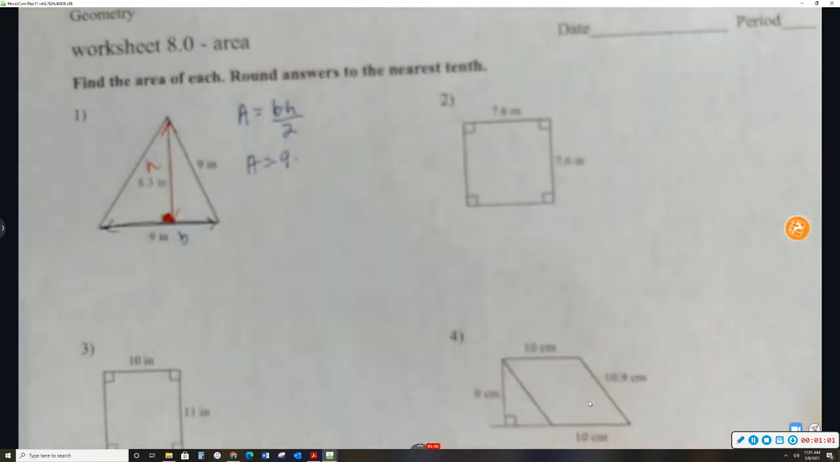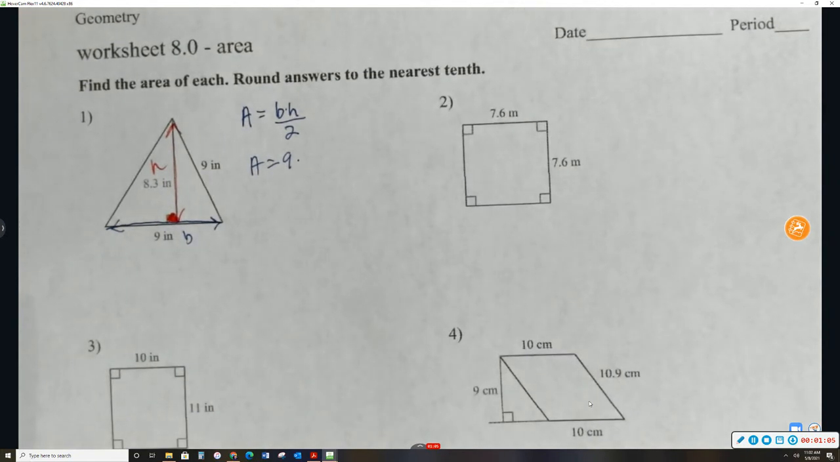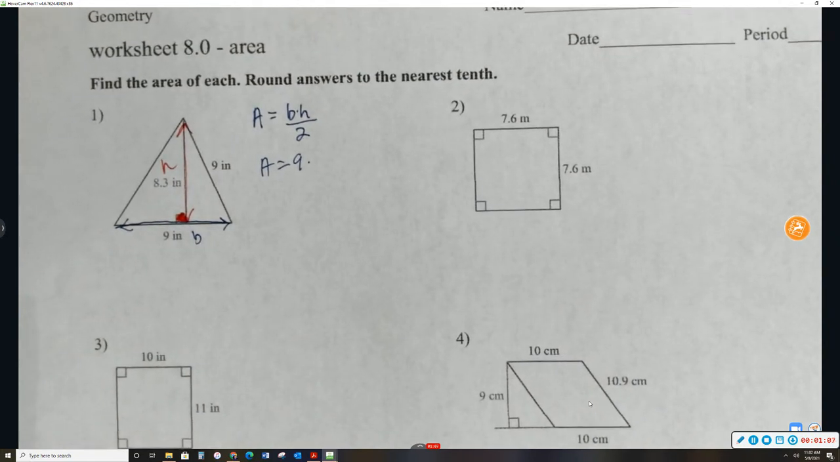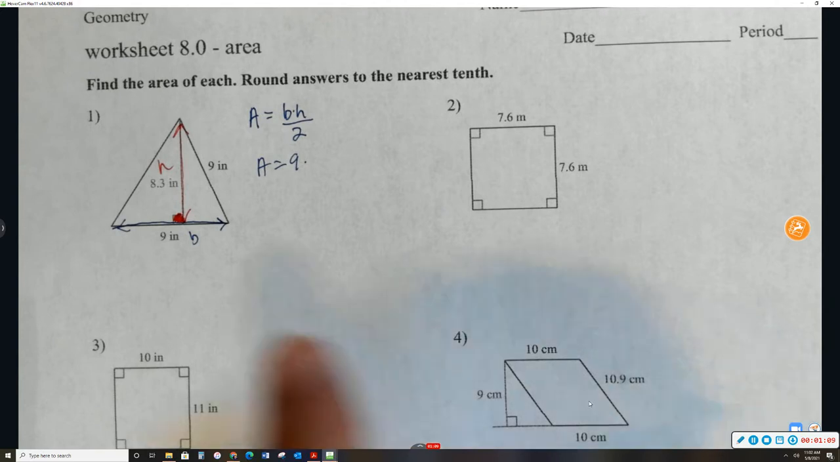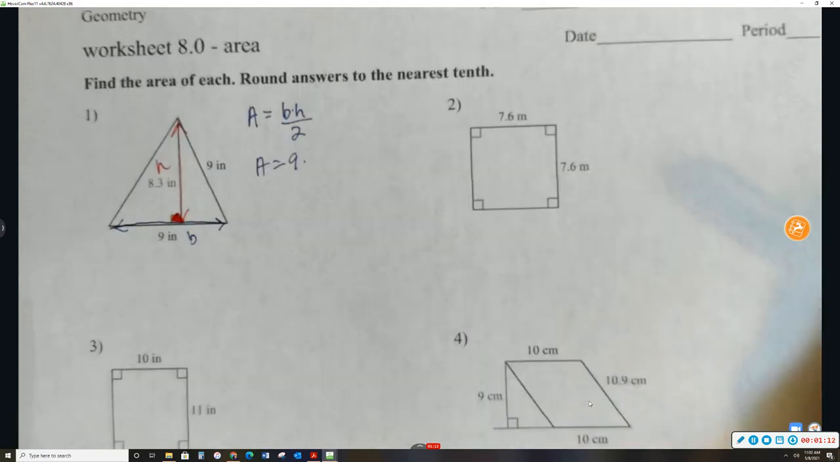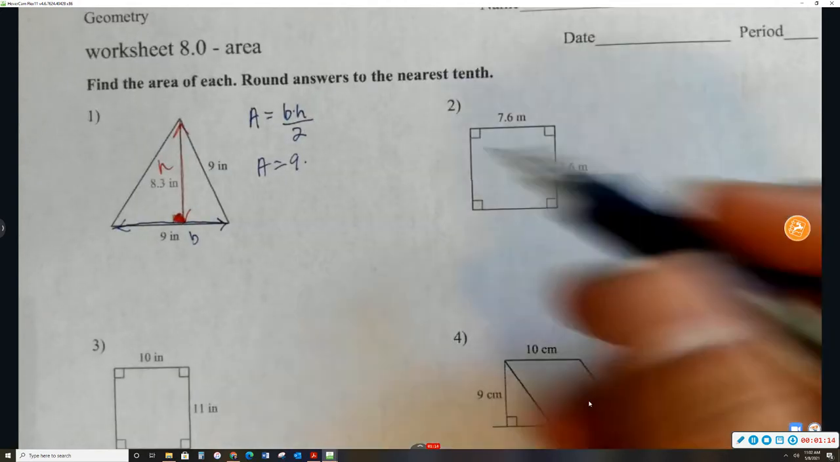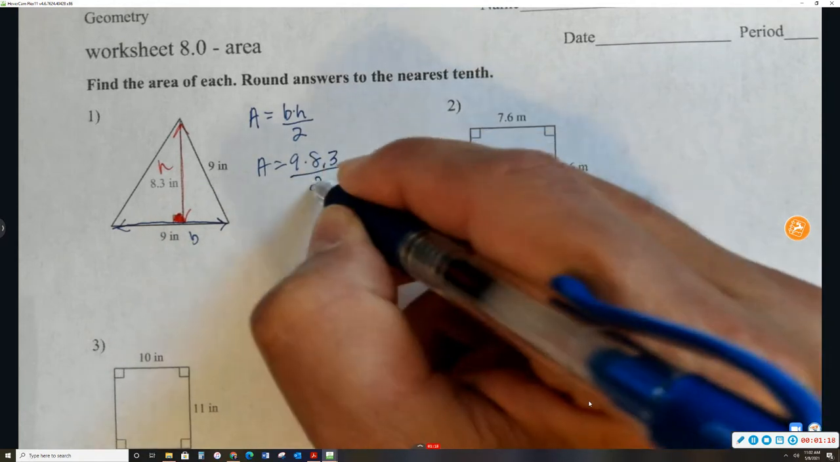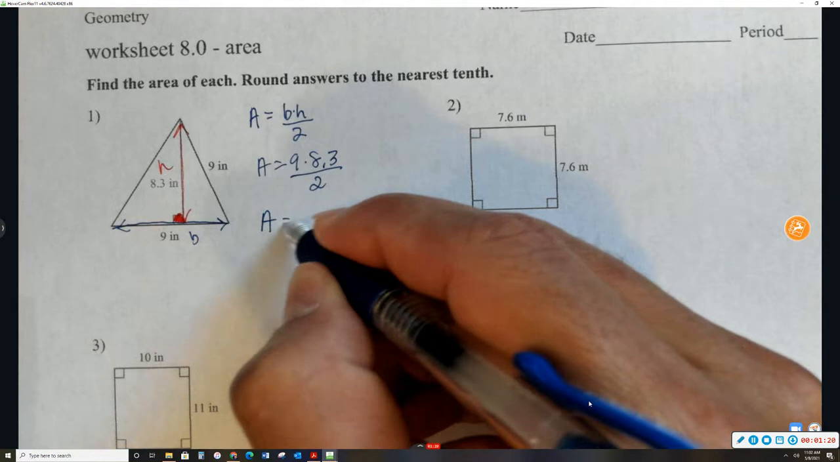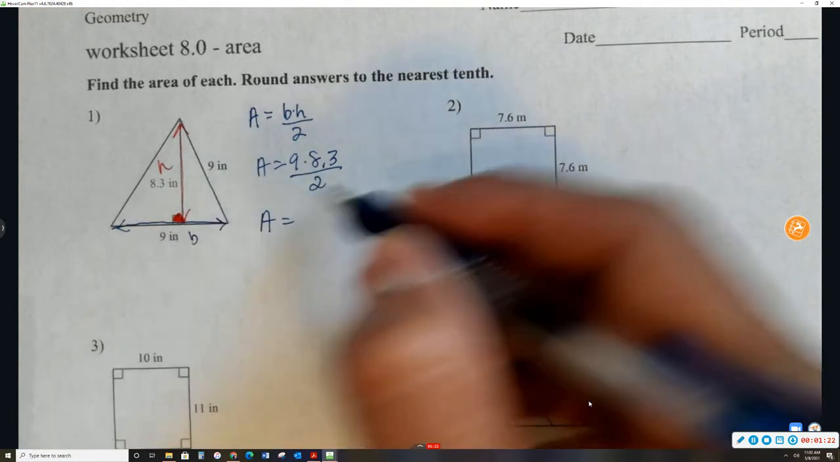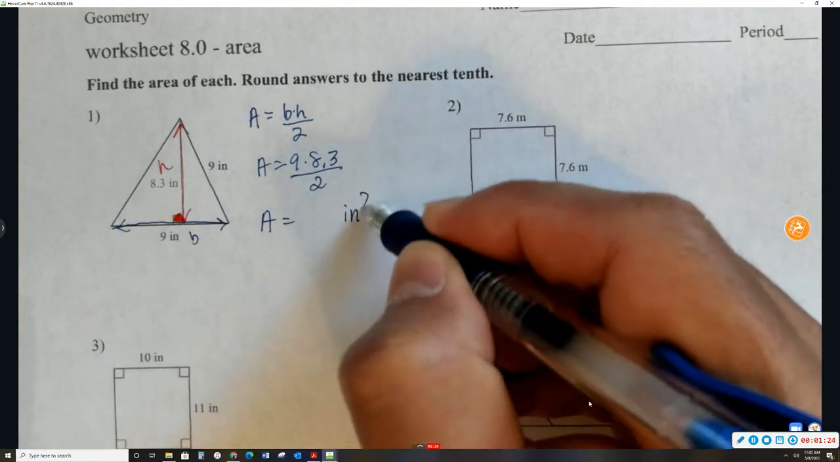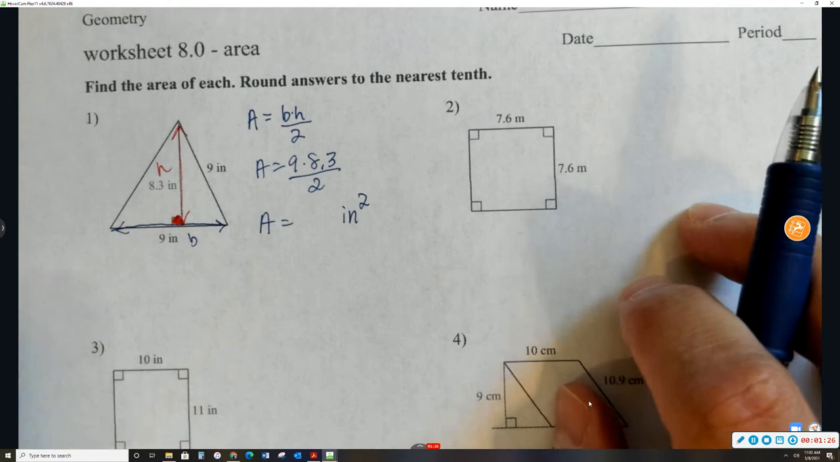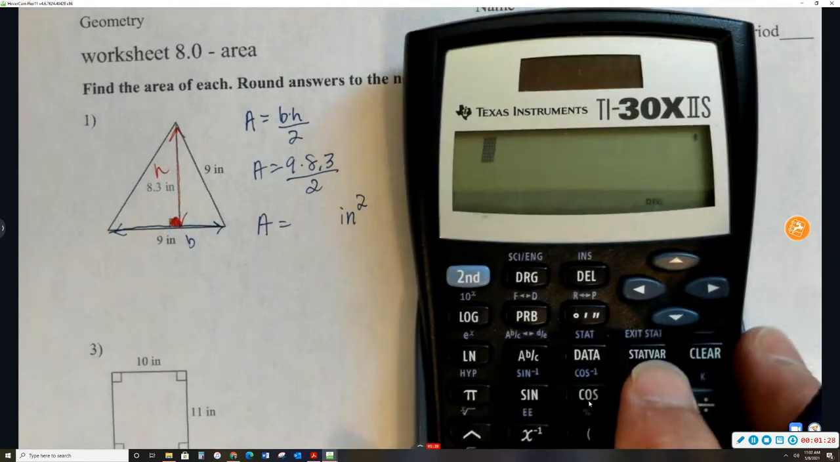So that's the height. And I put it in red because sometimes it'll be in red. It actually was in red in my paper, but when I made a copy of it, it changed it. But then we're going to put 8.3 here. And then all of that gets divided by 2. And then again, remember, all of these are inches, so my answer, whatever it is, is going to be in inches squared. Okay, so let's go to the calculator.